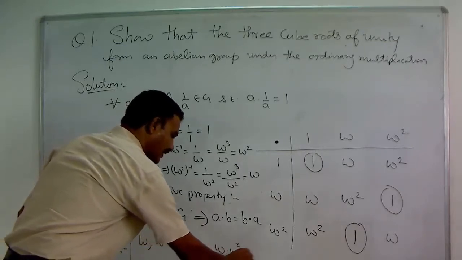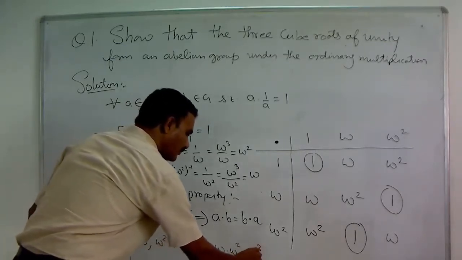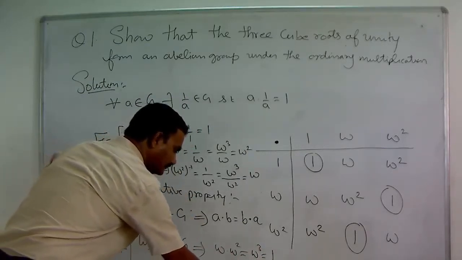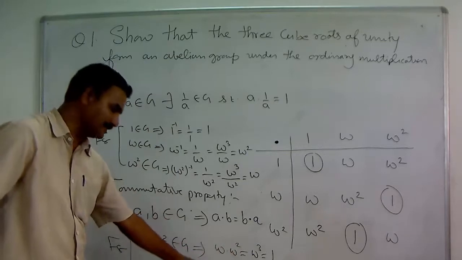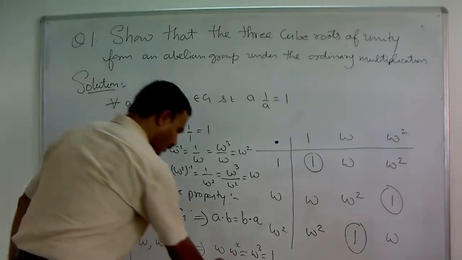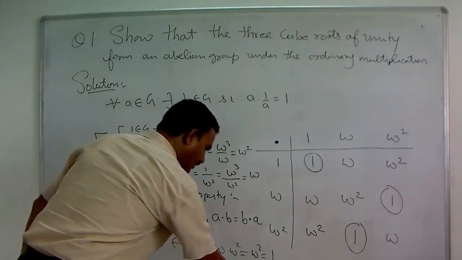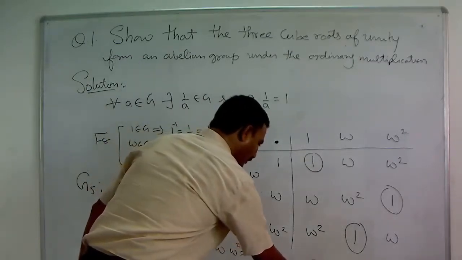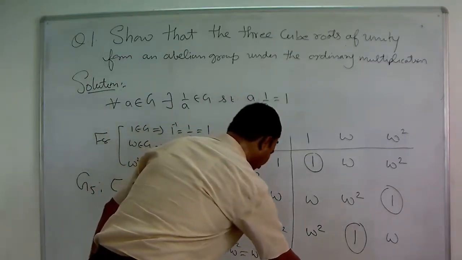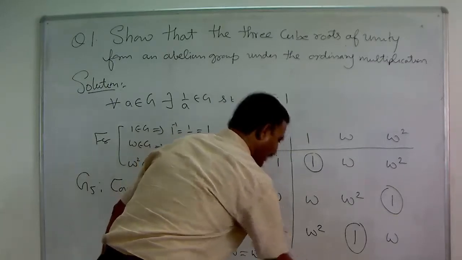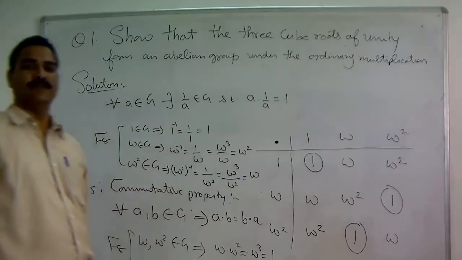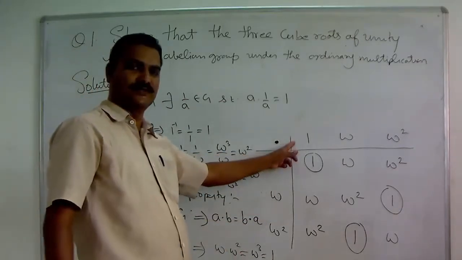Omega into omega square gives us omega cube, which is 1. And when we multiply omega square with omega, means A dot B, and this is like B dot A. Again, omega square into omega becomes omega cube, which is again 1. So this shows omega dot omega square is equal to omega square dot omega, which shows a commutative property. And this is true for any pair of elements which belongs to G.